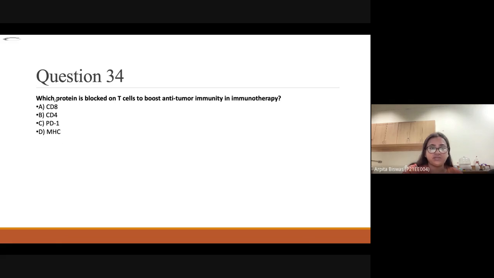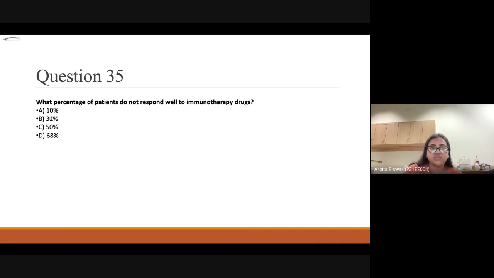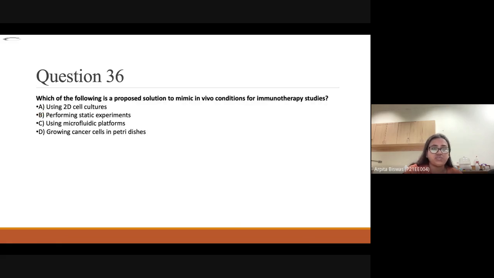So what is the right answer? So option C is the right option. Okay, PD1. So next move toward question number 35. What percentage of the patients do not respond well to immunotherapy drugs? So it is 32%. Okay. So next move toward question number 36.